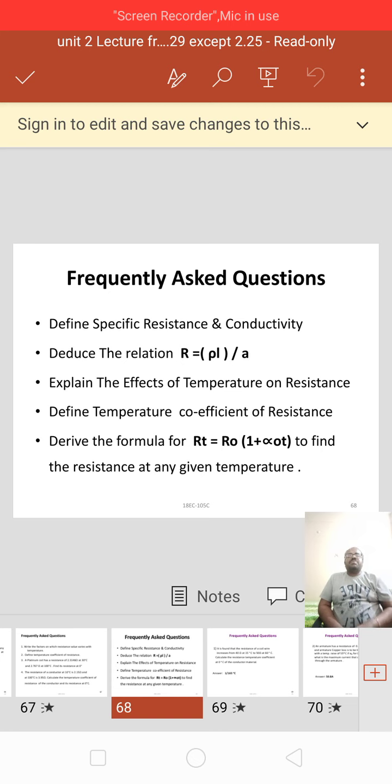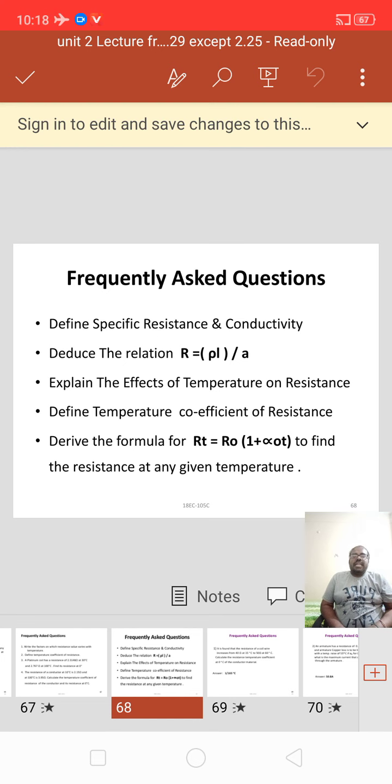Next, define specific resistance and conductivity of a material. Next question is, deduce the relation R equal to rho into L by A. Next, explain the effects of temperature on resistance. Next, define the temperature coefficient of resistance.